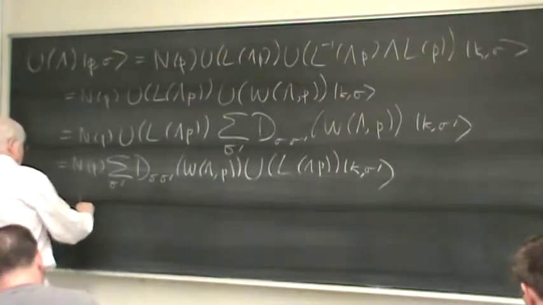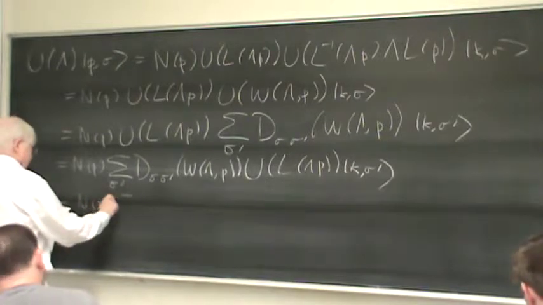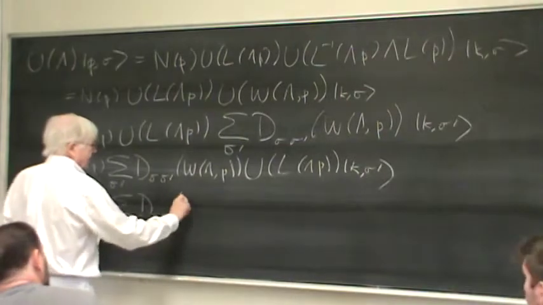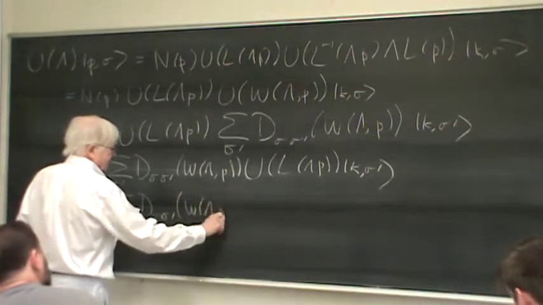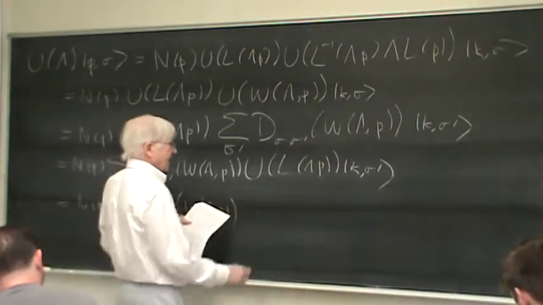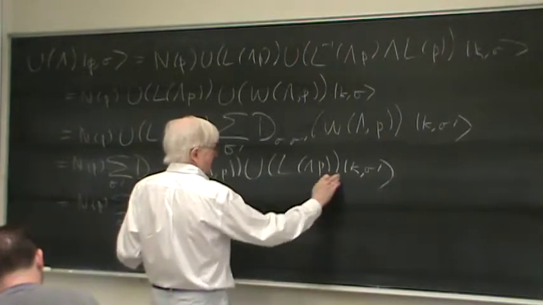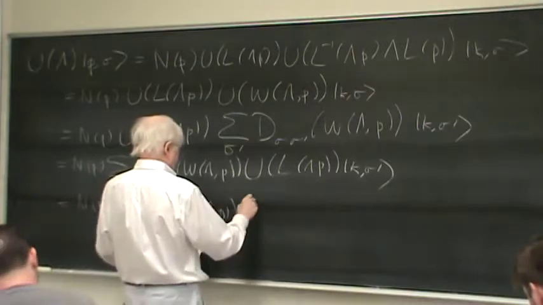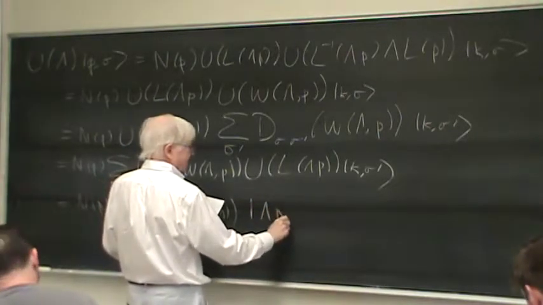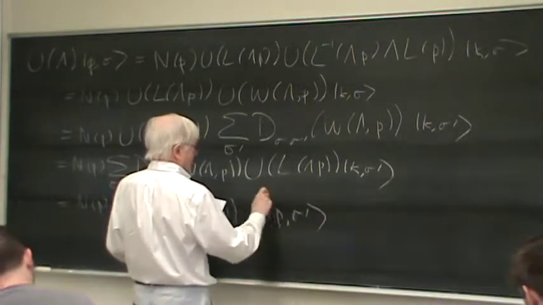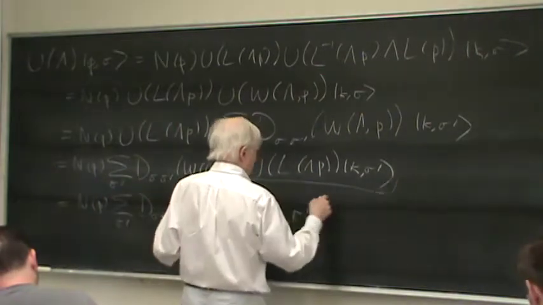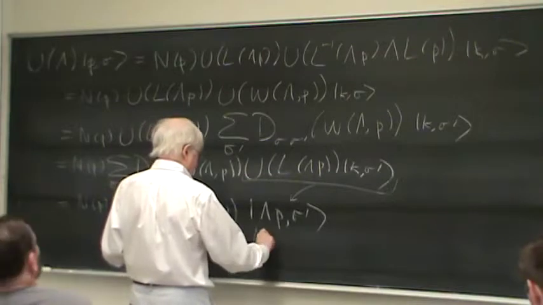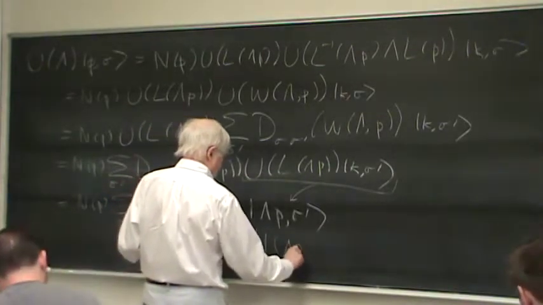And this is then N of P, some sigma prime, D sigma sigma prime of W of lambda and P. And this, by our definition, the way we set things up, is lambda P sigma prime. That just gives us this, apart from a normalization factor N of lambda P.